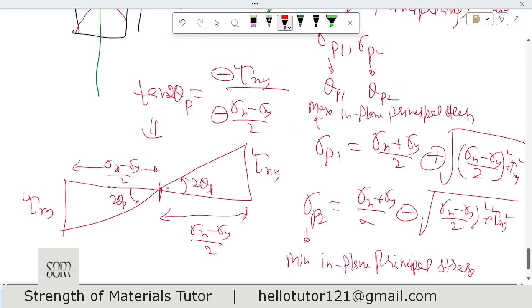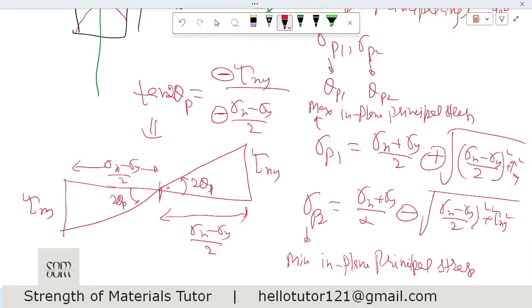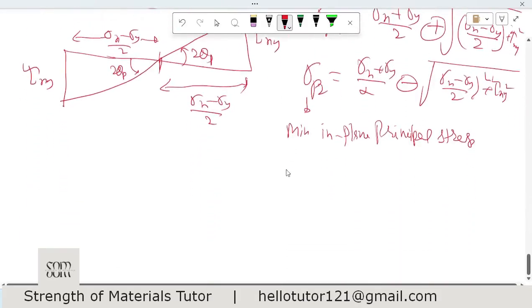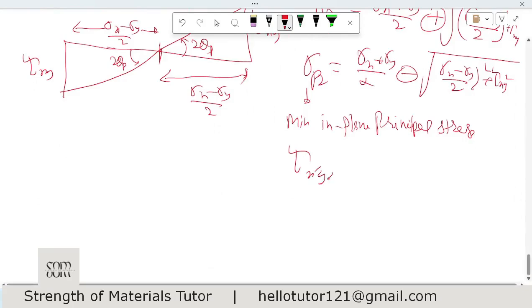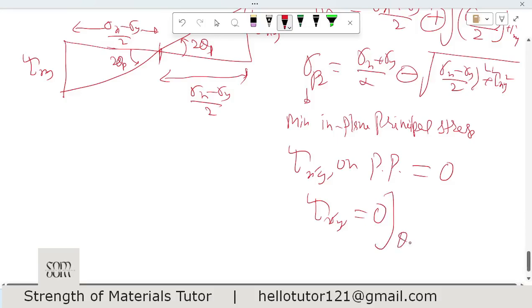So this is the summary of this class. In the next class we will solve some numerical problems on the principal stresses. And one more thing we learned: the shear stress on a principal plane is 0. So tau x prime y prime is 0 at theta equal to theta p. These are the things that we learned.